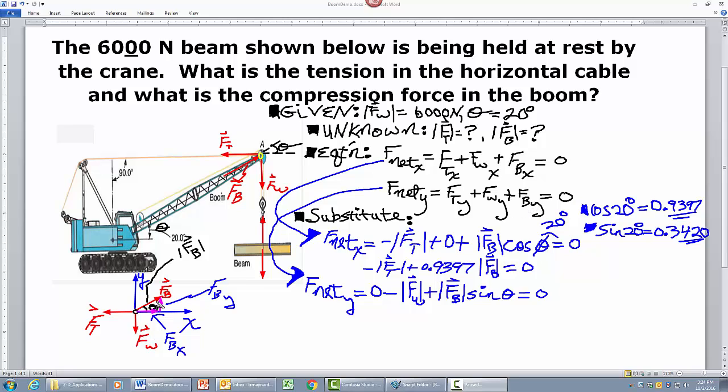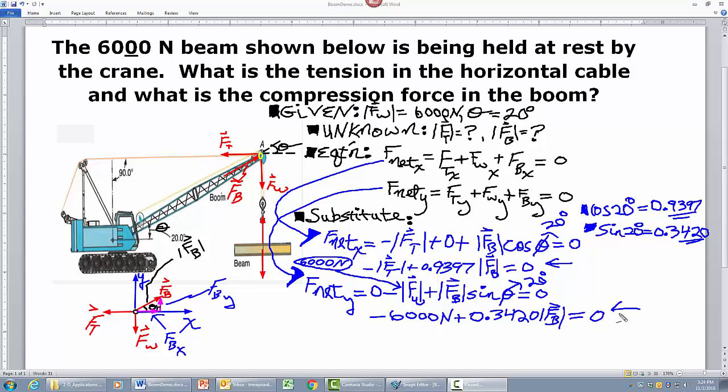That is the opposite side of this right triangle. The right triangle has a hypotenuse, which is the magnitude of the boom vector. Therefore, the y component is hypotenuse times sine of theta, or the magnitude of the boom vector times the sine of theta. This is all equal to 0. Substituting into the y equation, we get minus 6,000 newtons. That's the weight of this beam, plus the sine of 20 degrees, that's 0.3420. So we get plus 0.3420 times the magnitude of the boom force is 0. We now have two linear equations in two unknowns. The next step is to solve this 2 by 2 linear system of equations.